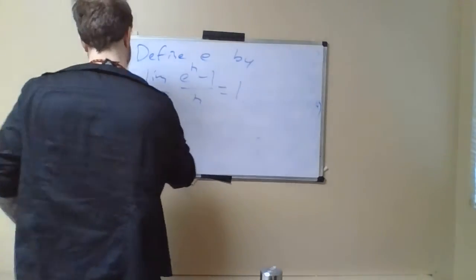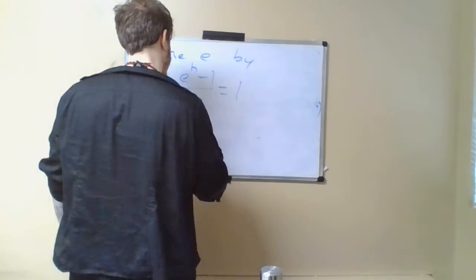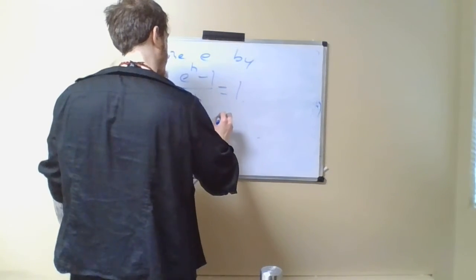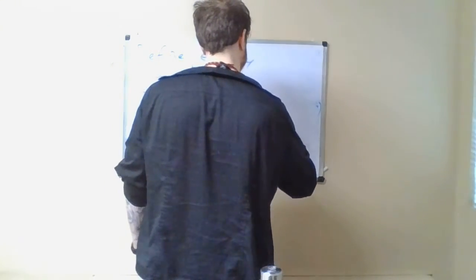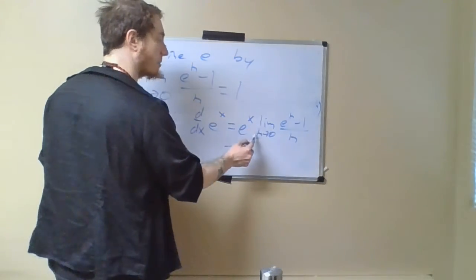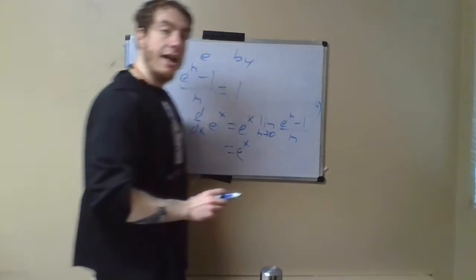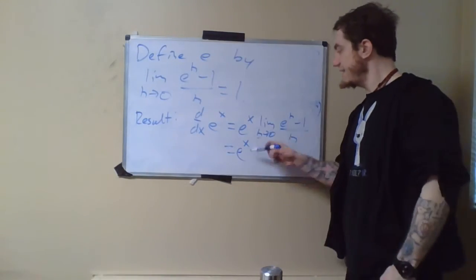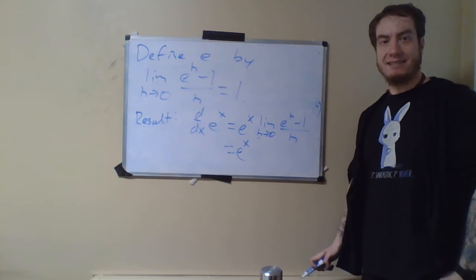So, one of the results of this is that the derivative of e^x is equal to e^x times the limit as h goes to 0 of (e^h - 1) / h. But we defined e by the property that this limit is 1, so the derivative is just e^x. And therefore, the derivative of e^x is e^x. The derivative of this function is itself.